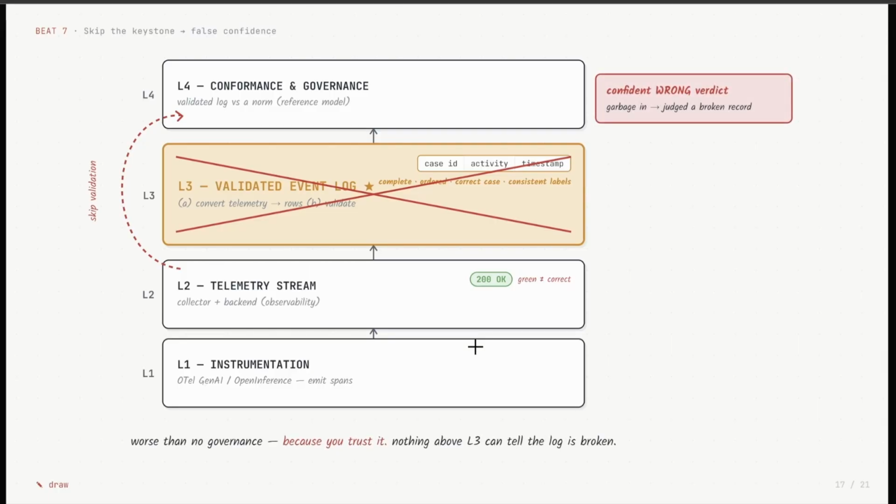The problem is that you're gonna trust it, and even if this might give you validated while being wrong, you're gonna trust it. You're gonna trust it, and that's the problem. So the validated log here is load bearing precisely because nothing above it can tell the log.